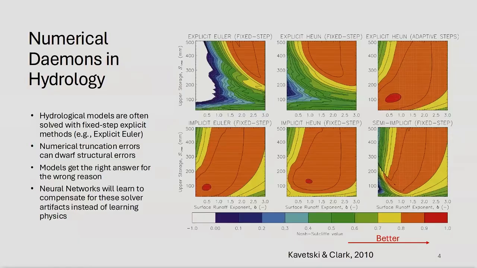So why is this important? Especially as we start embedding neural networks into our models. Neural networks are way more overparameterized than your traditional hydrologic models. So if you can kind of see this behavior already in hydrologic models with, let's say, 10 parameters, then as we start adding neural networks with thousands, hundreds of thousands of parameters, there's a very real chance that neural networks will learn to compensate for these solver artifacts instead of actually correcting for the structural problems, which is what we want when we're doing hybrid machine learning.